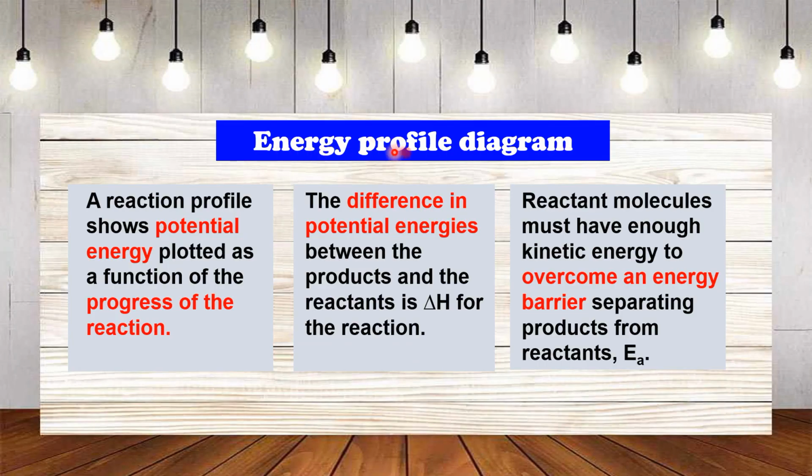Alright, next energy profile diagram. So actually is a reaction profile show potential energy plotted as a function of the progress of the reaction. So the difference in potential energy between the product and the reactant is delta H for the reaction. Certain molecules must have enough kinetic energy to overcome the energy barrier, separating product from reactant. Okay, energy barrier here is referred to the EA, activation energy.